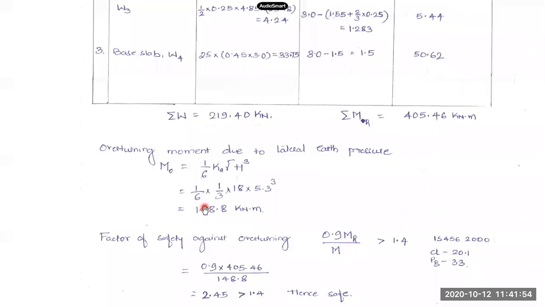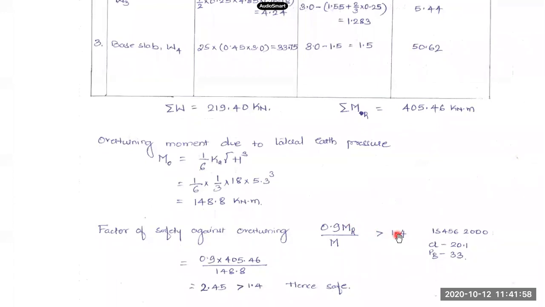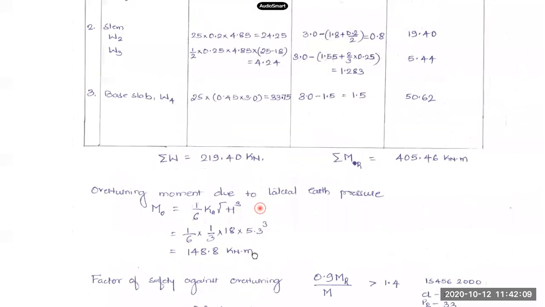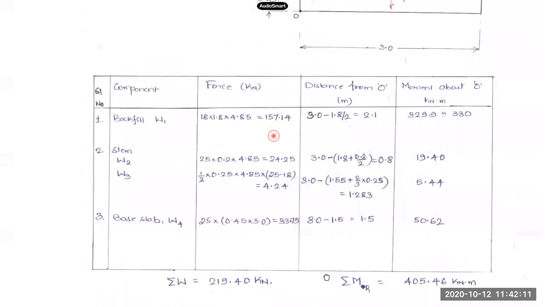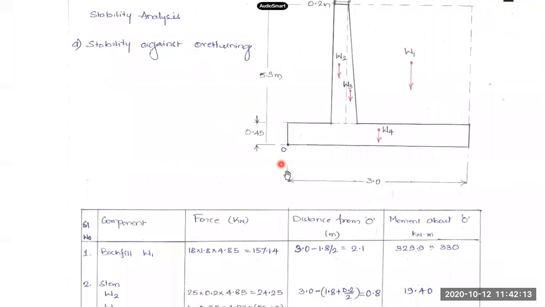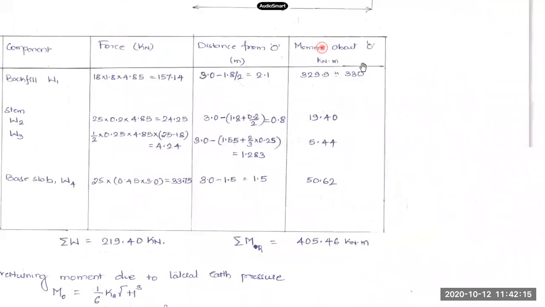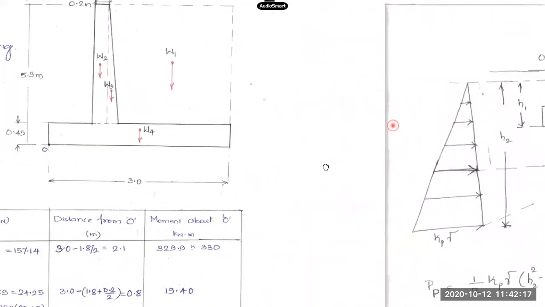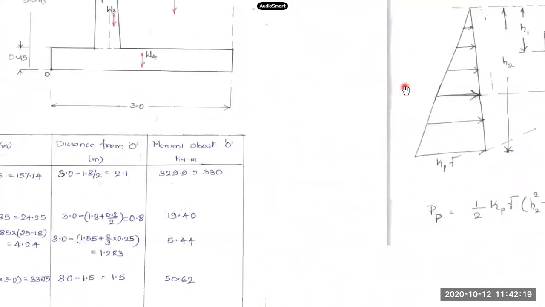That divided by this overturning moment should come out to be more than 1.4. That is from clause 20.1 of IS 456:2000. In our case, it is coming out as 2.45, which is more than 1.4. So it is safe against what? Against overturning. Stability against overturning is satisfied. It is stable.